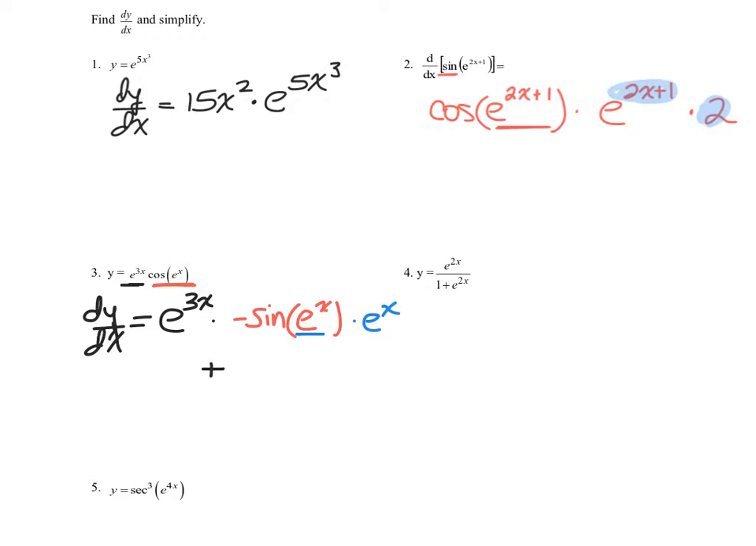So that's first times the derivative of the second, plus the second function times the derivative of the first. The second function would be cosine e to the x, times the derivative of the first, which would be e to the 3x times 3. But I'm going to write that as 3e to the 3x. All right. So all of that together represents the derivative. And I just wrote it in 2 lines for space considerations.